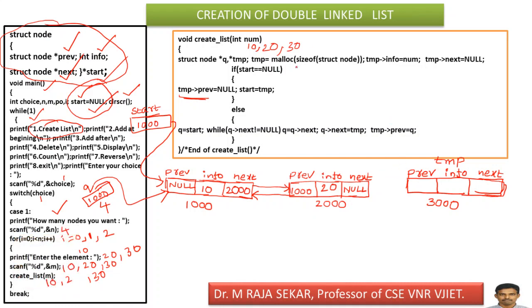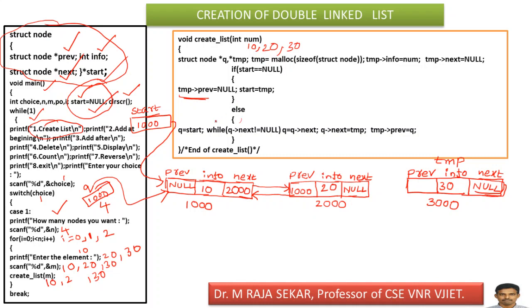TMP equal to malloc size of struct node. TMP arrow info equal to num. What is my num? TMP arrow means this one. Num is 30. TMP arrow next equal to null. This one is TMP. Arrow next means this one. This one is null. TMP arrow next equal to null. If start equal to null. What is my start value? My start value is 1000. 1000 cannot be null. This if block will be skipped.